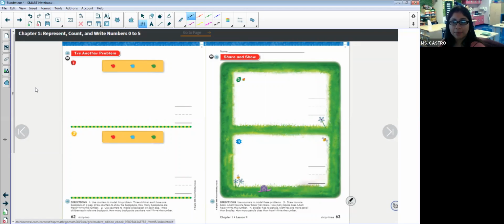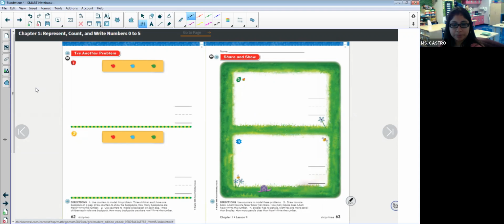So we're going to be on the apple with the number 1, which is up top. Because if you notice, both the top and the bottom have the same illustration. But let's focus on the first part of the page, which is the top of the page. Now, again, it says, use counters to model the problem. I know we don't have counters at home, so we're going to illustrate using circles, okay?